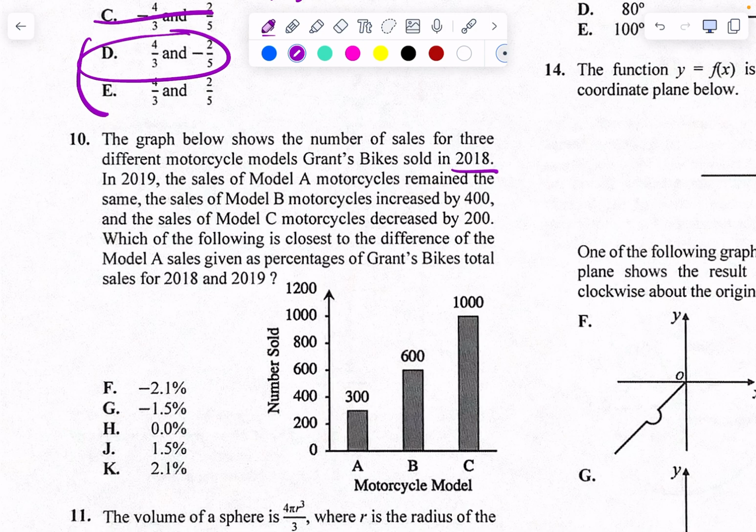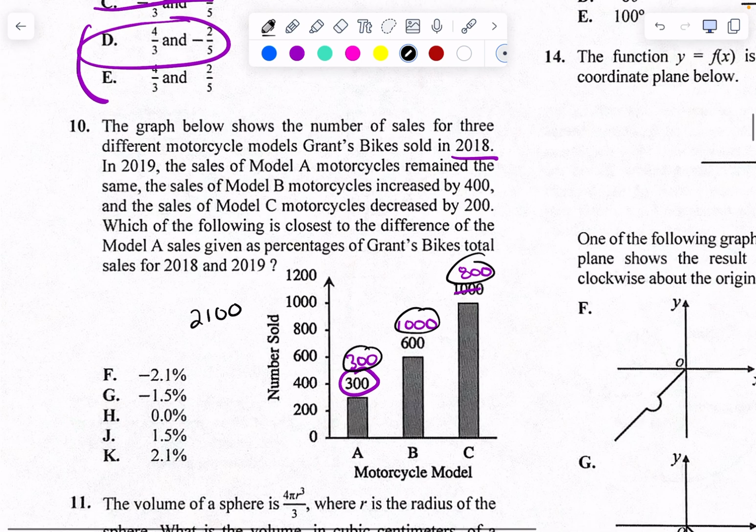Okay. So sales of Model A stayed the same. So 300 and 300. 600. It increased by 400, so now we're at 1,000 for Model B. The sales of Model C decreased by 200, so this is now 800. Which of the following is closest to the difference of the Model A sales given as a percentage of Grant's bike total sales. Oh, man. So, add the B's together. What's 300 plus 1,000 plus 800? 2,100.